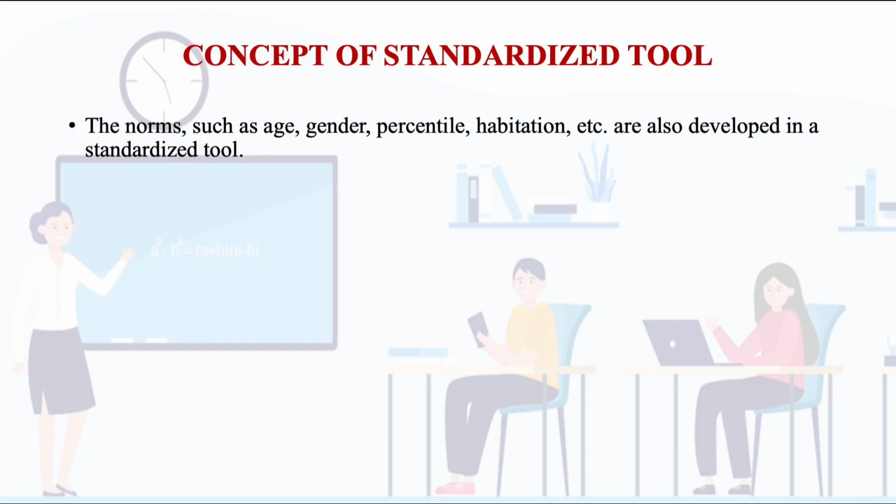Further, we can say that norms such as age norm, gender norm, percentile norm, habitation norm, etc. are also developed in a standardized tool. So here you see, unless you develop the norm, you cannot say that this is a standardized tool. So what are the norms? Age norm means the tool will be used upon what age group of students, whether it is for 14-year-old students, 15-year-old students, or 16-year-old students. So a norm will be developed that the tool will be used upon a particular age group of students. It may be 14, 15, 16. So that cannot be used upon any other age group of students.